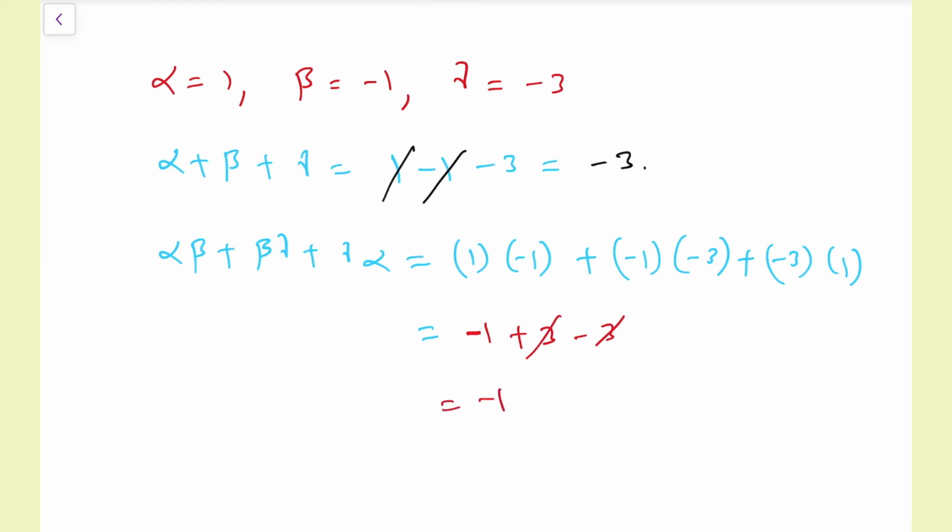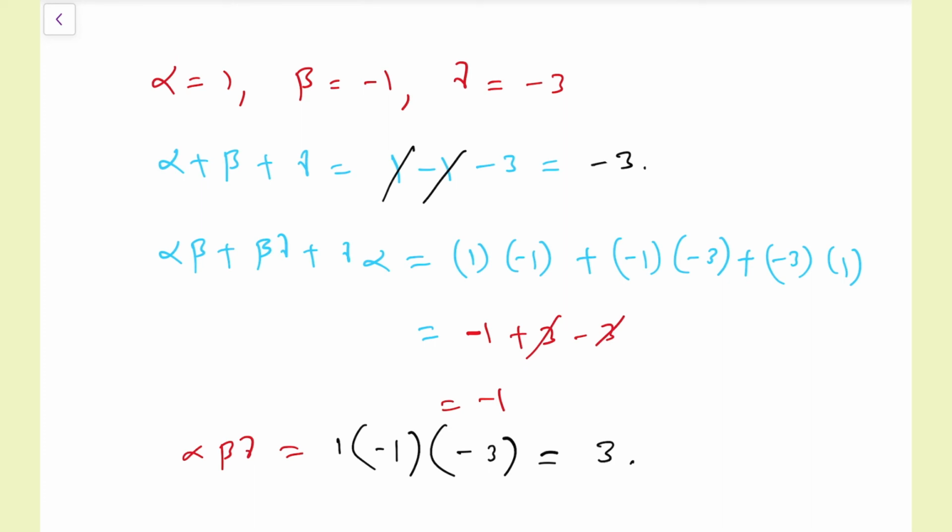Next, product of the zeros, that is alpha into beta into gamma value. Alpha is 1, beta is minus 1, gamma is minus 3. 1 into minus 1 is minus 1, minus 1 into minus 3 is plus 3. So alpha plus beta plus gamma value we got as minus 3. Alpha beta plus beta gamma plus gamma alpha, we got as minus 1. And alpha into beta into gamma value, we got as 3.